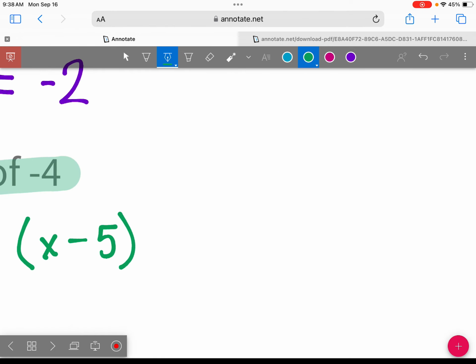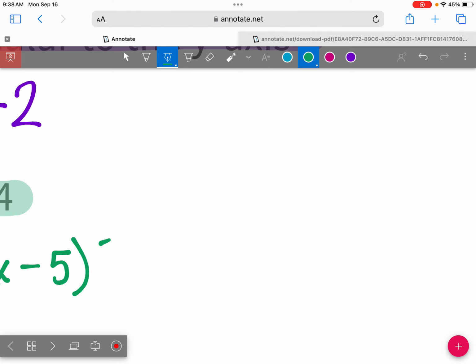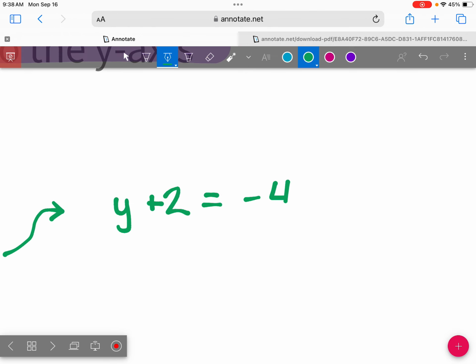So what do we need to do here to get this to be in general form? Distribute first. So I'm going to have y plus 2 equals negative 4x. Careful, what sign? Plus 20. Then what are we going to do? I need my x's and y's on the same side.